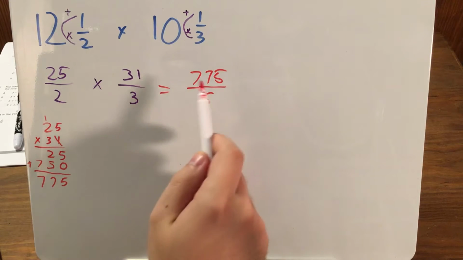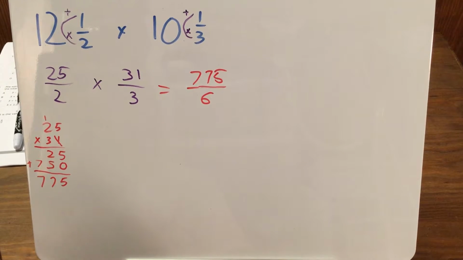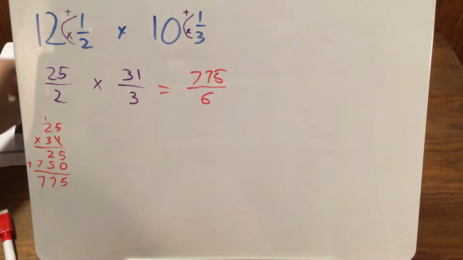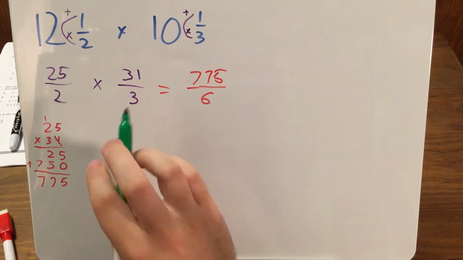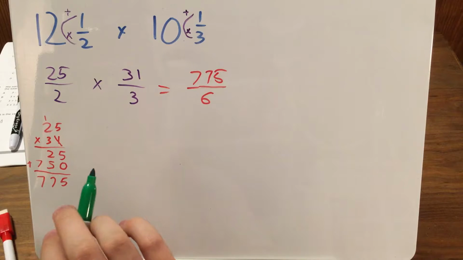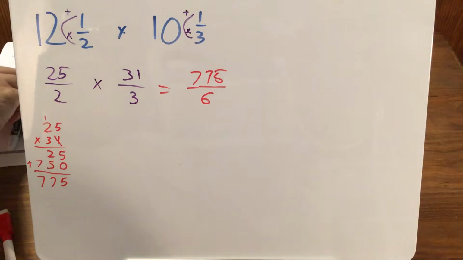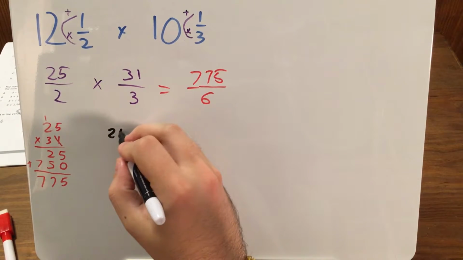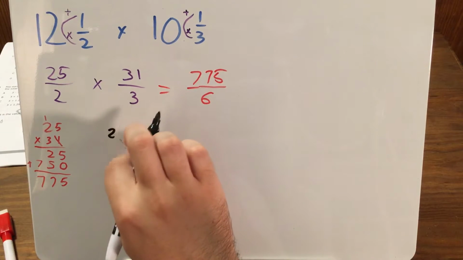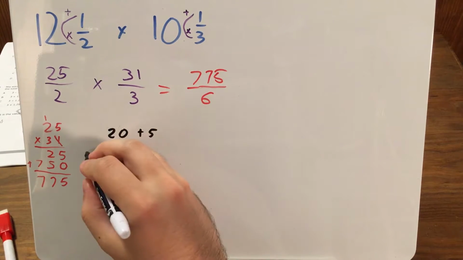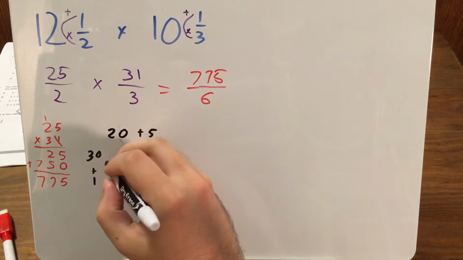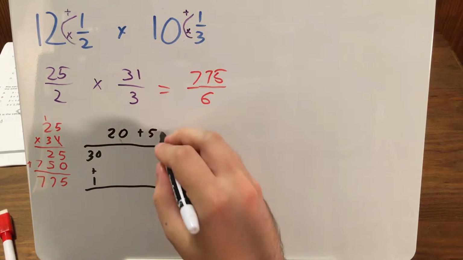So now I need to do a bit of dividing in order to change this from an improper fraction back to a mixed number. So I break out, and again, I'm going to do this division the way that I was taught. Actually, no, I said I would do box method for the multiplication. So here goes that. 20 plus 5, 30 plus 1.